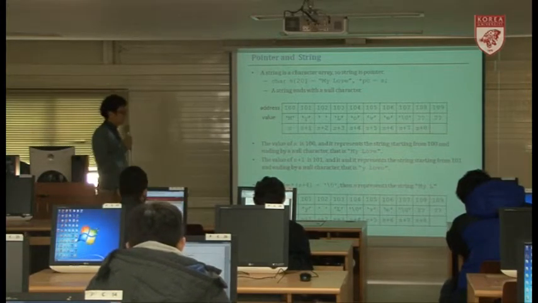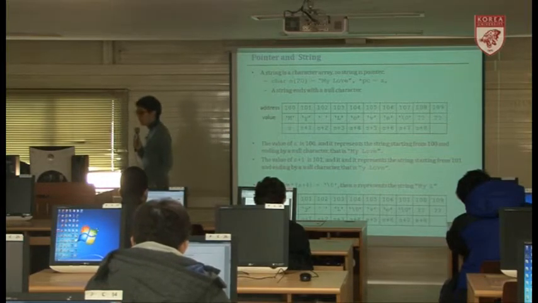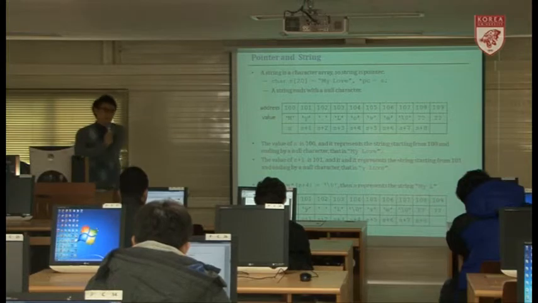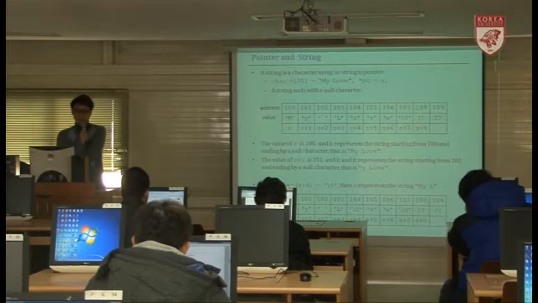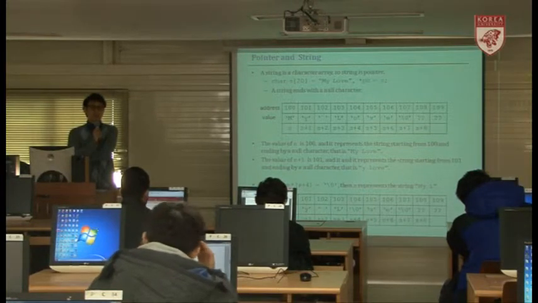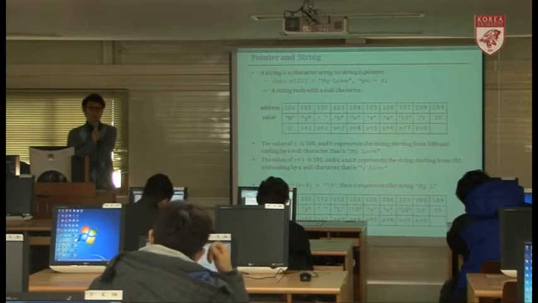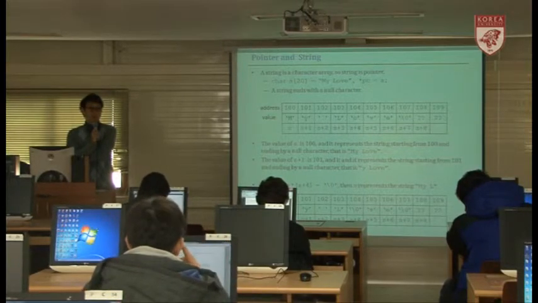Okay, so let's look at a little bit more about pointers and strings. All right. So a string is an array. A string is one type of array. So what's the difference between a string and an array? A string is basically a character array. But what are the unique features of the string? What makes the difference between a string and just a character array?